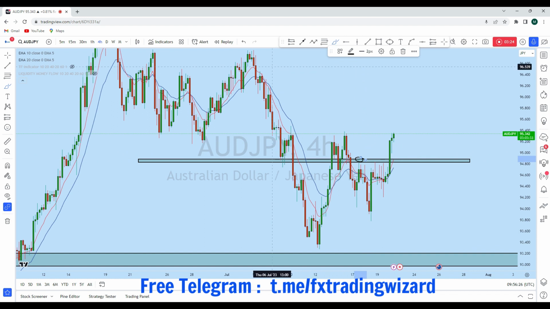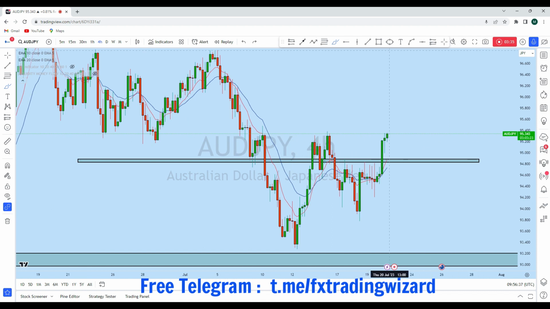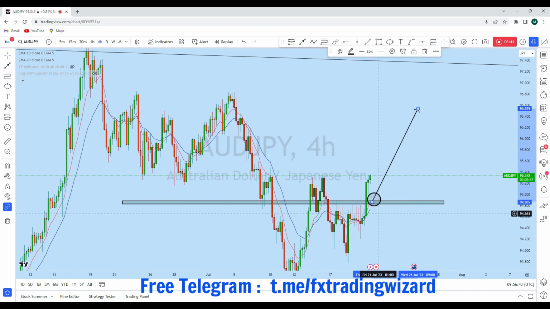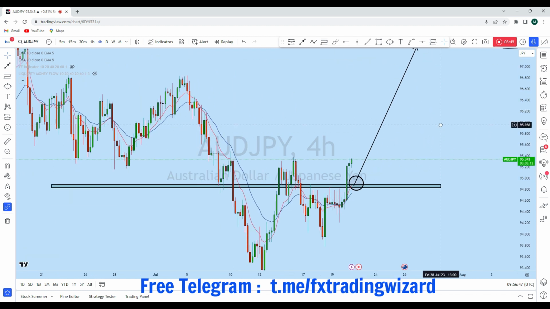As we see that once we see this inverted head and shoulder, we can expect a breakout and a retest and continuation towards its long-term uptrend. So this is where I will be waiting for a potential entry opportunity on Aussie yen. As soon as we see that the price has tested this level and given us an entry opportunity according to the rules of our strategies, we will consider going long with a high probability trade setup with our students.